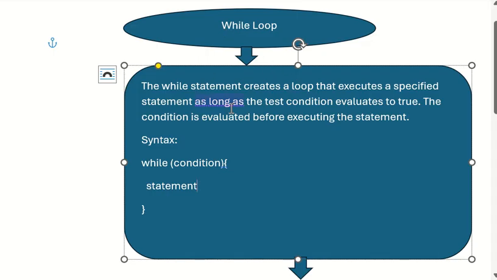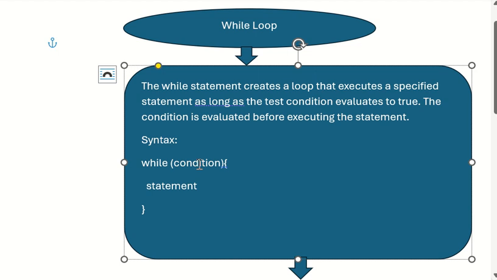If you are a beginner and someone asks in an exam what the while loop is, what the condition is, what the program is, what the example is, you can answer like this: The while statement creates a loop that executes a specified statement as long as the test condition evaluates to true, and the condition is evaluated before executing the statement. That is a complex definition.